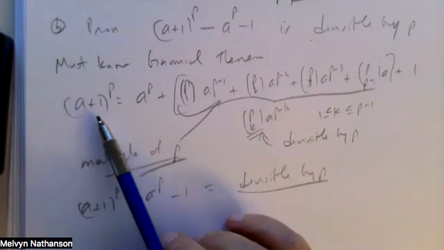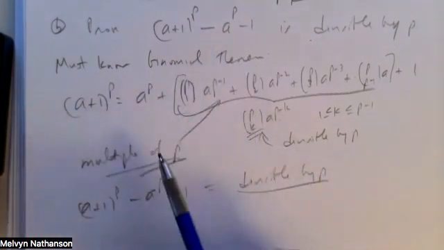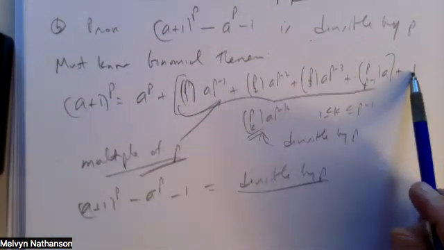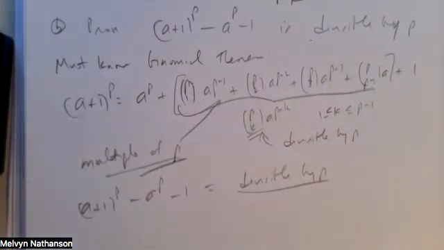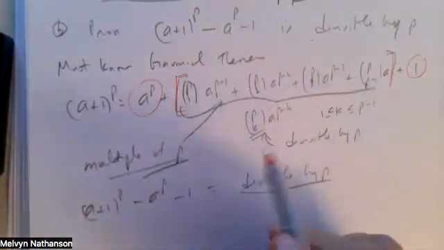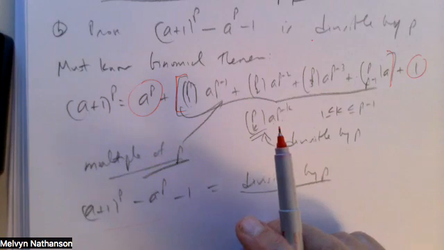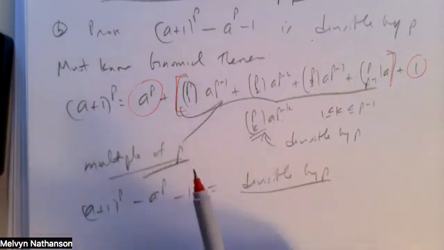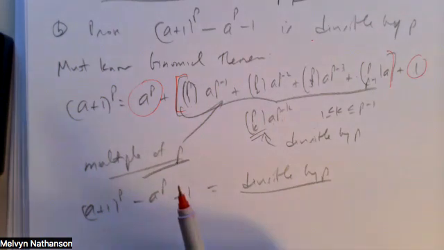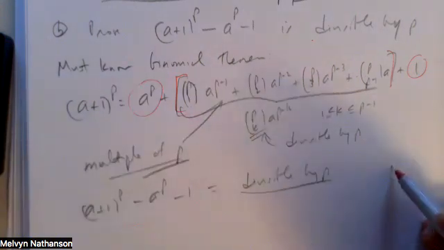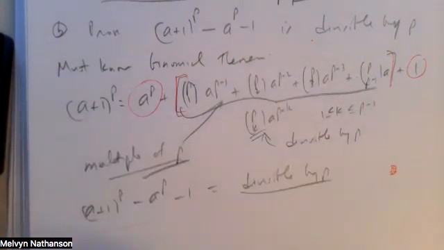So if you take (a plus 1) to the p and expand it by the binomial theorem, you get this result. If you take on the right hand side the a to the p and the 1, and you move them to the right, you're left with all this. And every one of these numbers is divisible by p, so the sum is divisible by p. That's the proof for part B.